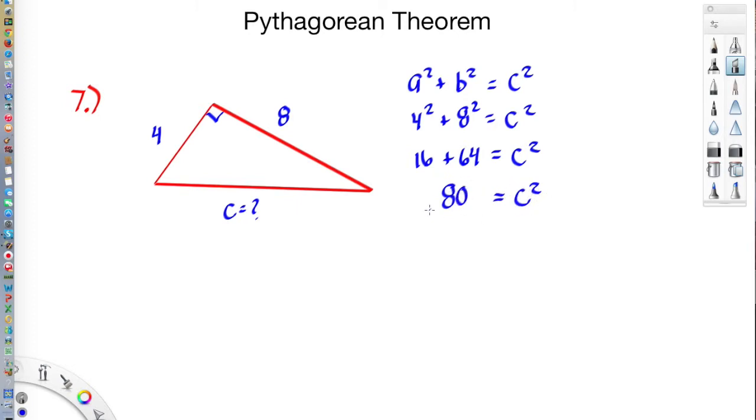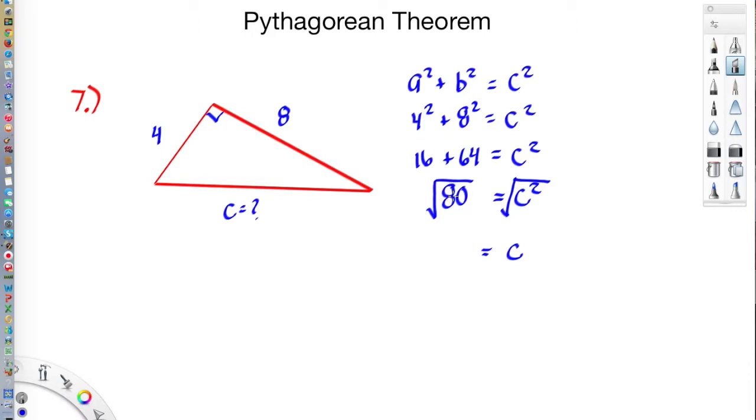Now what we want to do is find c, not c squared. So we need to do the inverse operation of squaring something, which is finding the square root of it. Okay? And the square root of c squared is just going to be c. But the square root of 80, now that's the trick here, and this is where we need a little review.